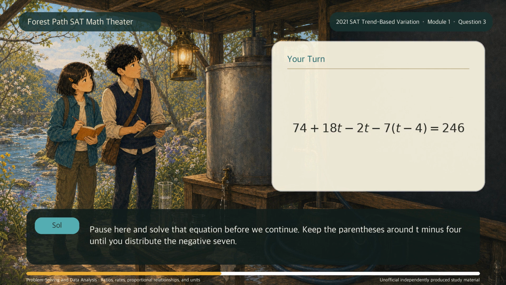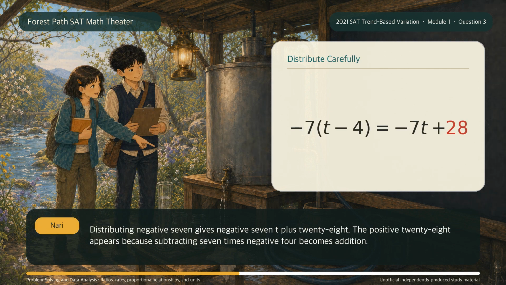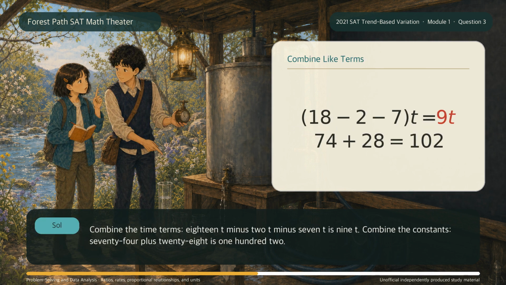Keep the parentheses around T minus 4 until you distribute the negative 7. Distributing negative 7 gives negative 7T plus 28. The positive 28 appears because subtracting 7 times negative 4 becomes addition. Combine the time terms. 18T minus 2T minus 7T is 9T. Combine the constants. 74 plus 28 is 102.